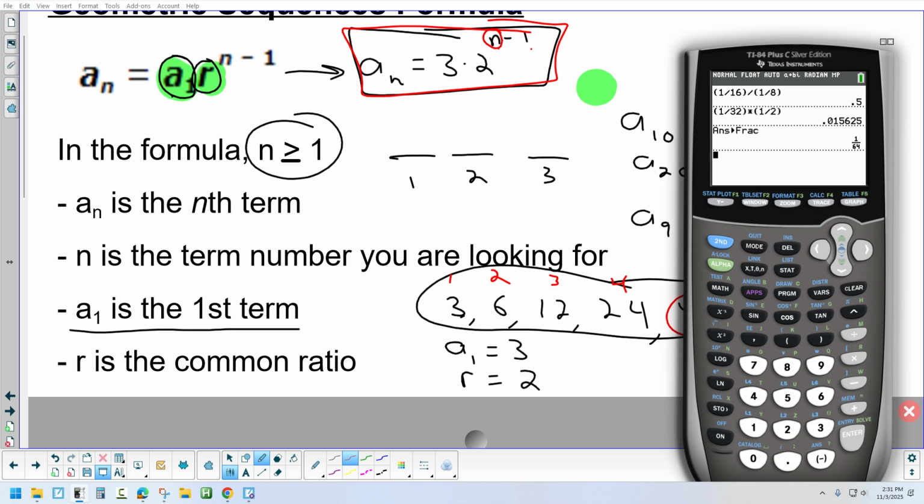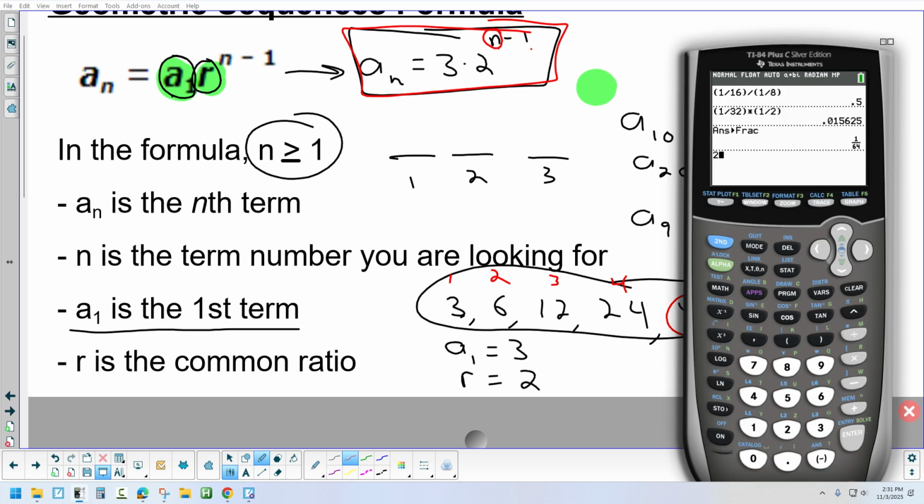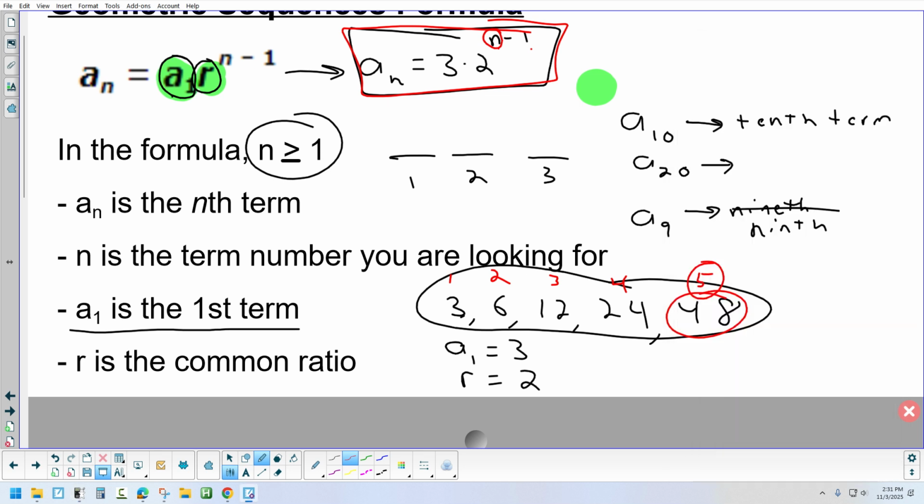Okay. Let's take 2 to the 3rd power. Let's see what that is. 2 to the 3rd power gave me how much? Okay, so we got 8. And then multiply that by 3. 8 times 3, what did we get? 24. That's exactly what we were supposed to get. So now this formula will predict all the terms in the sequence.